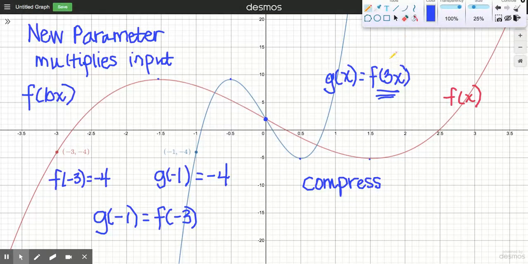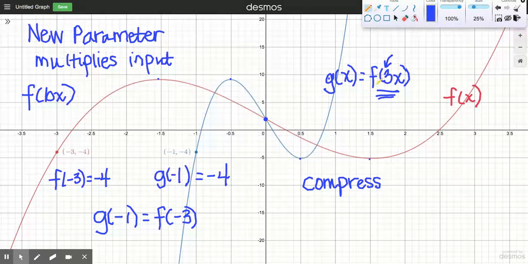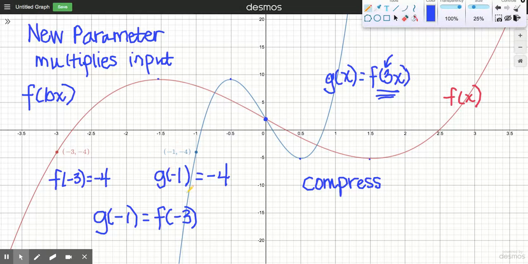Another way you can think about it is that this f function, in order to get g, we're taking the f function and we're making it go 3 times faster. When things go faster, it makes the amount of time it takes shorter. So because we're speeding up the input, we're making everything happen in triple time, then when we actually go to graph it, it makes it smaller. So the compression happens, a horizontal compression, when b is greater than 1.